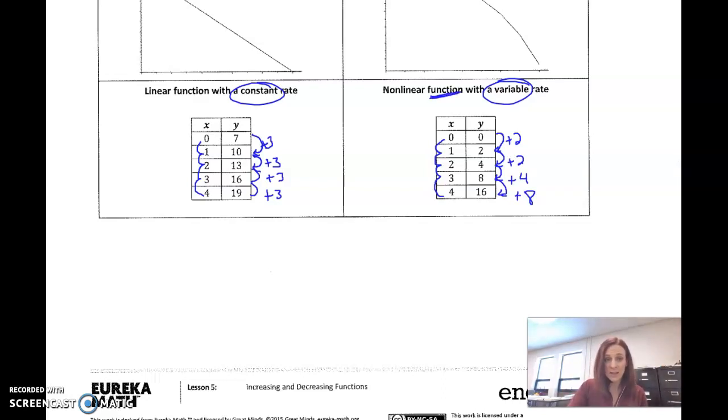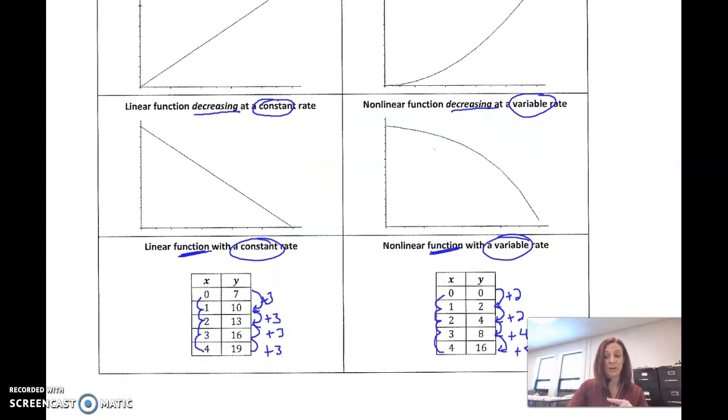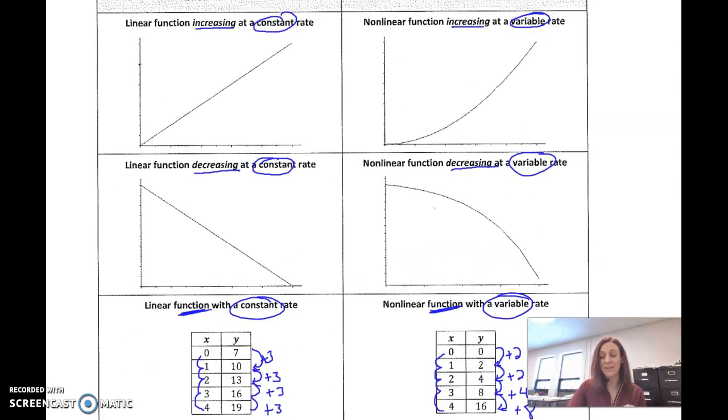Notice they're still functions. The difference, okay, is linear functions have a constant rate. That's why they're a straight line. Nonlinear functions don't have that constant rate. They have a variable rate, which is why their graphs are not straight lines.